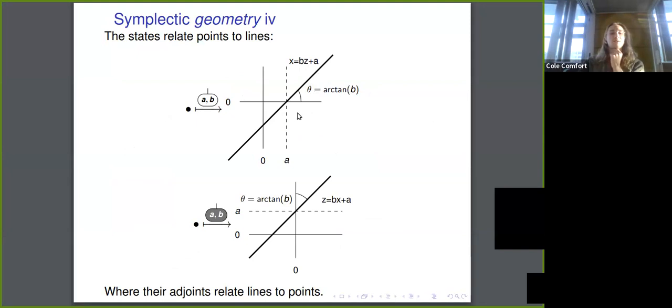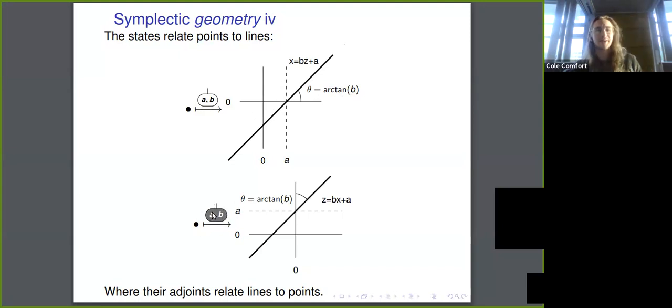So the angle between this line and the origin is given by the inverse tangent of b, and there's an affine shift by a. So b is the phase shift gate, corresponding to the angle, and a corresponds to the affine shift, on how far it is from the origin.